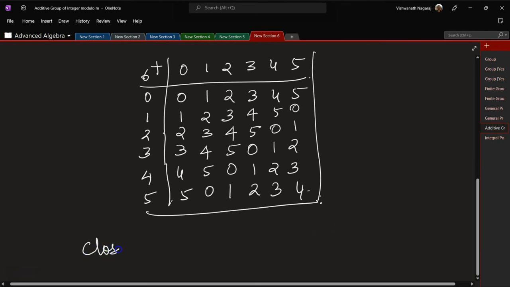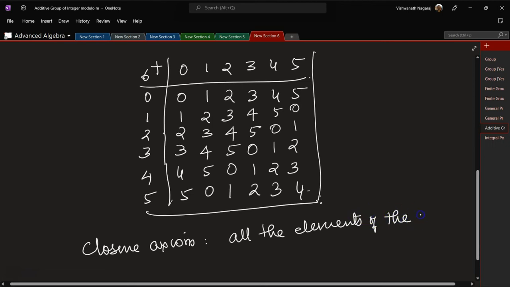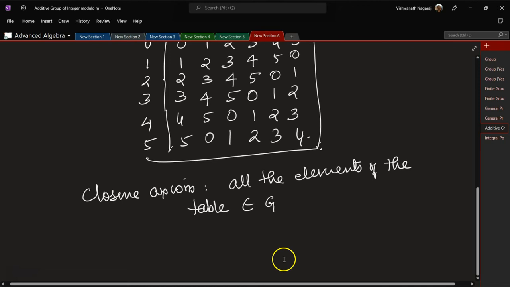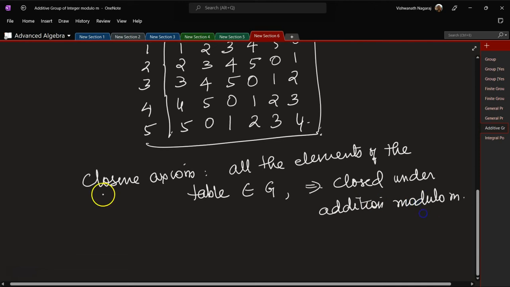Now, as far as the closure axiom is concerned, all the elements of the table belong to the set G. Therefore, it is closed under addition modulo m. So this is the closure axiom. Now, using Cayley's table, remember, associativity we can't show. So let's go to the next one, that is identity. Associativity we'll look at the end.